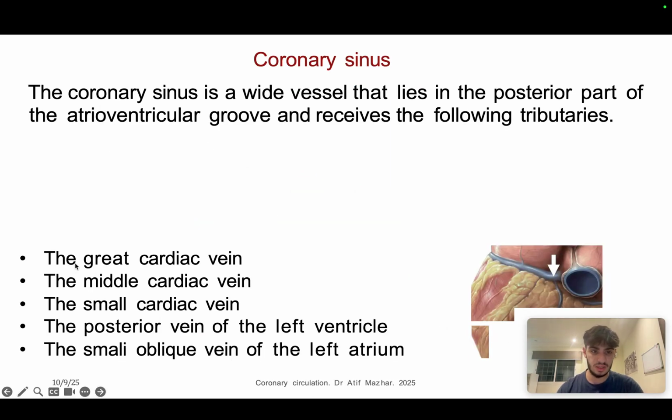And here they're mentioned again. You have the great cardiac vein, the middle cardiac vein, the small cardiac vein. You also have the posterior vein and the small oblique vein. They're not that high yield, but you also need to know them. They all meet up at the coronary sinus where they start filling in the heart.